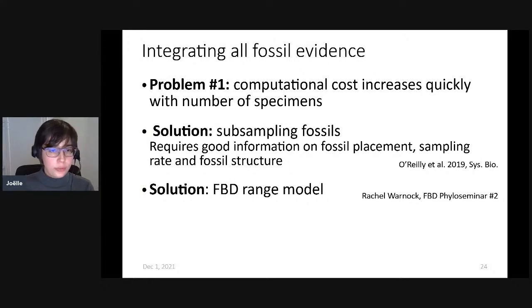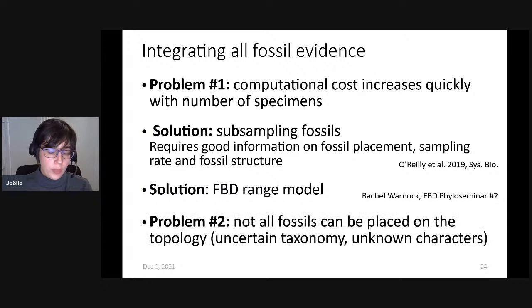However, both of these approaches rely on essentially leaving information aside, right? Because you're subsampling fossils, you're leaving some of the data out, and the same thing goes for the FBD range model. And there's an additional issue, which is that not all fossils can be placed on the topology. There are fossils that are too small or too degraded to be placed very well within the taxonomy. For the same reason, they might not have enough morphological characters to be in a morphological matrix, or at least not with the number of characters that we said previously you need to get good estimates.